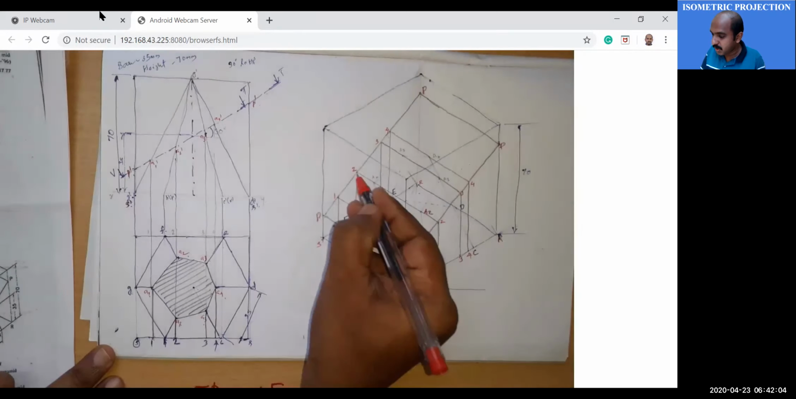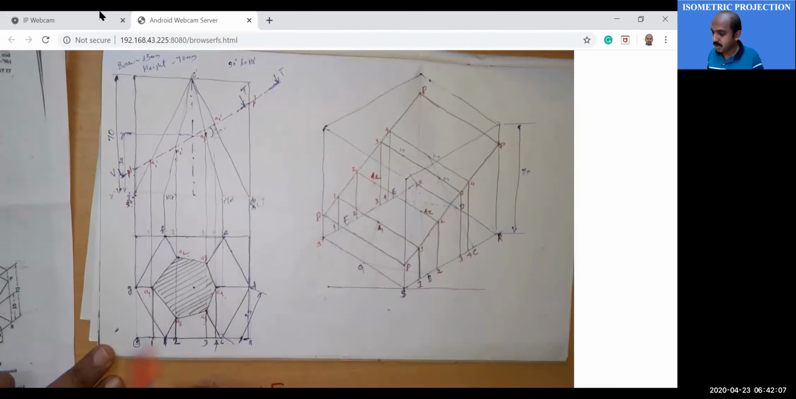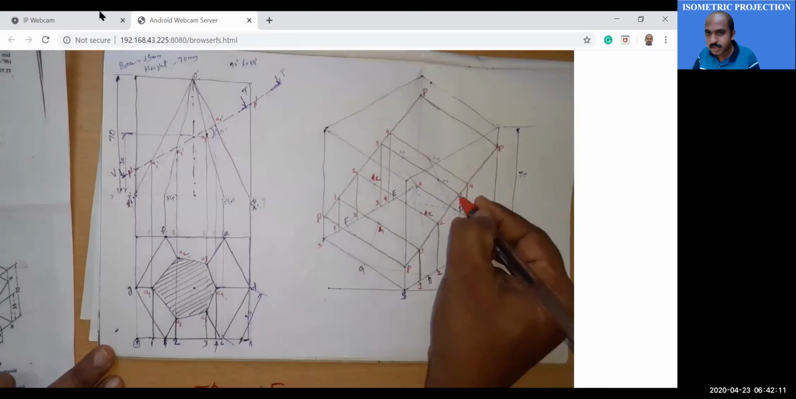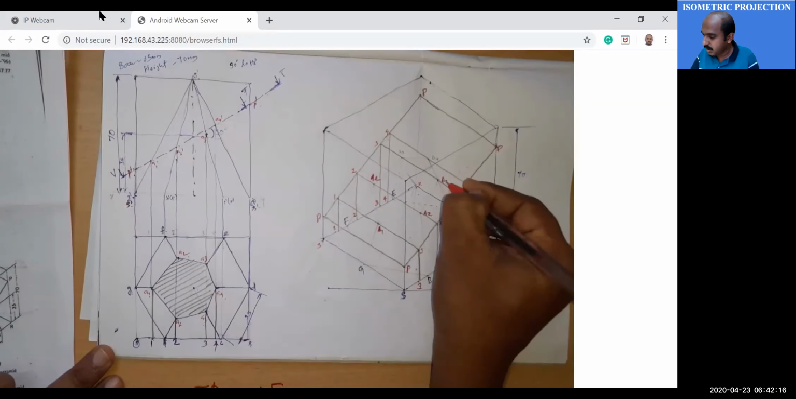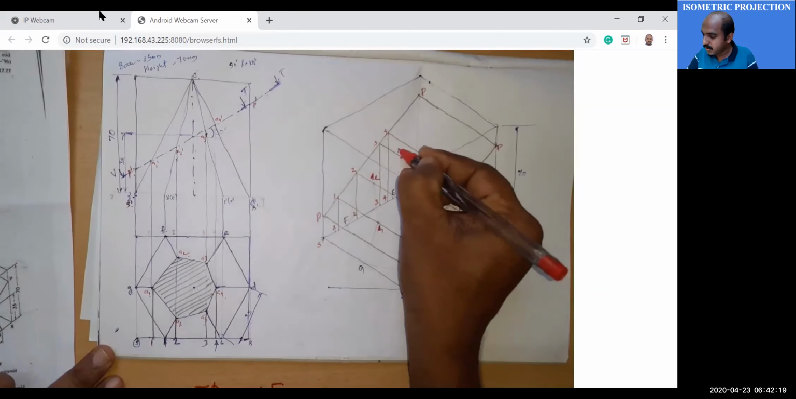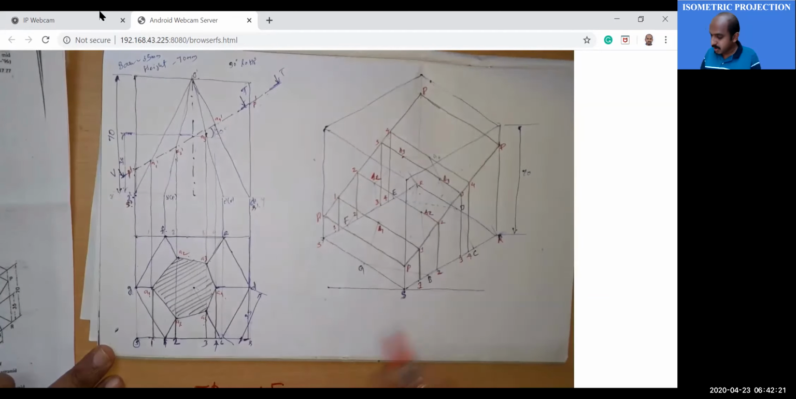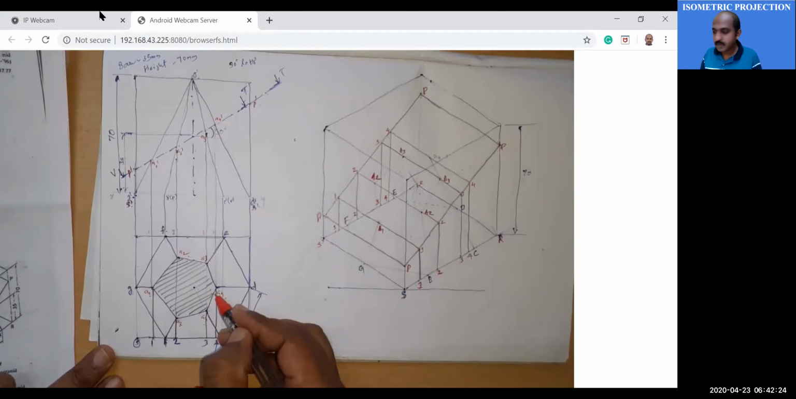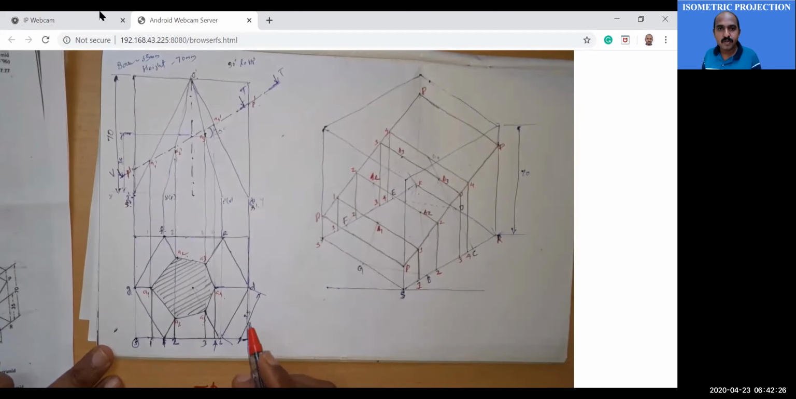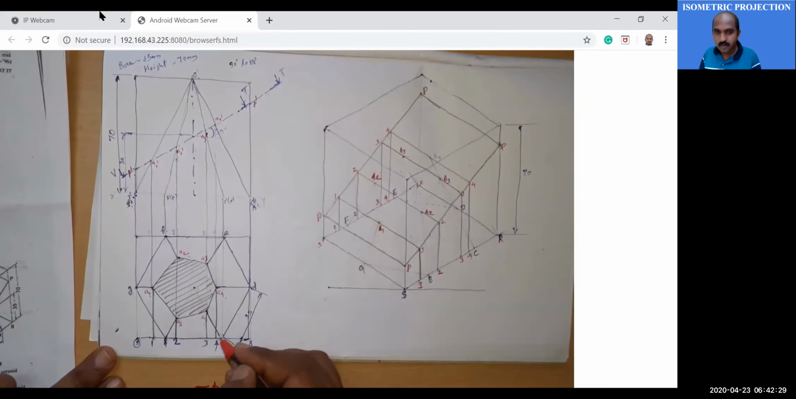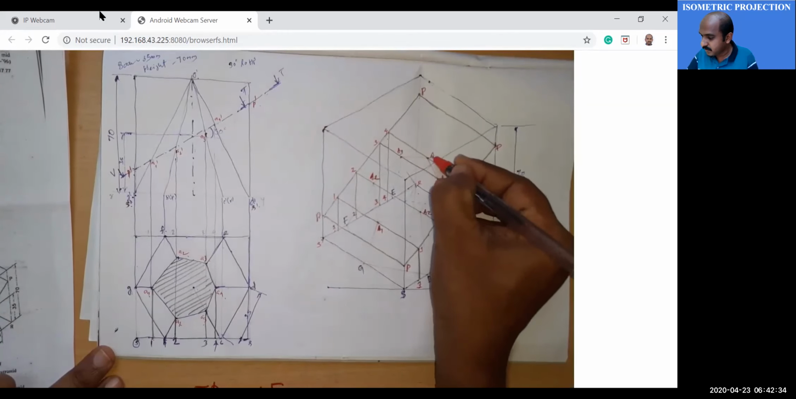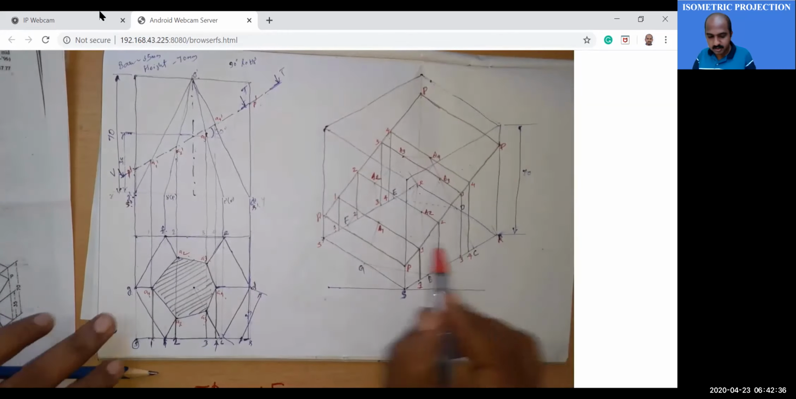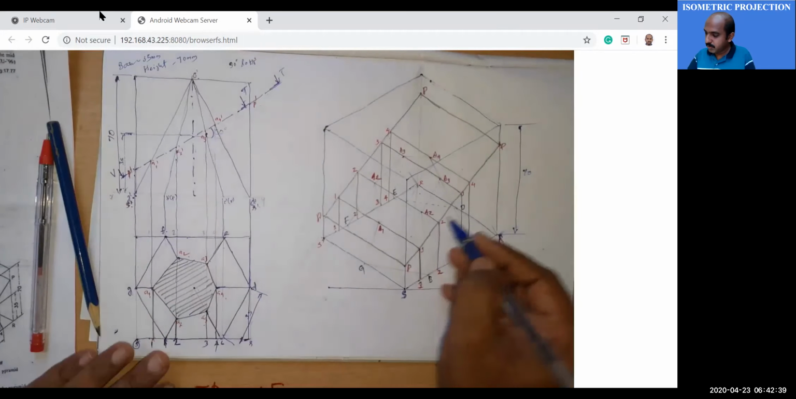So from here also you will get A2. Similarly, 3 to A3. Here you can locate A3, and from here also you can locate it. Now measure 4 to A4, the 4 to A4 distance, that is the distance in the top view. This is A4. So now we have completed A1, A2, A3, A4.